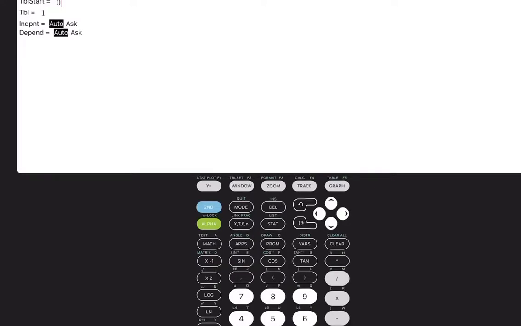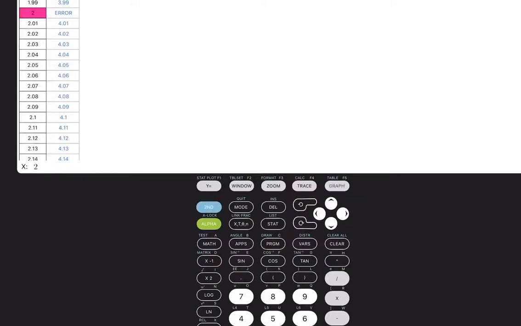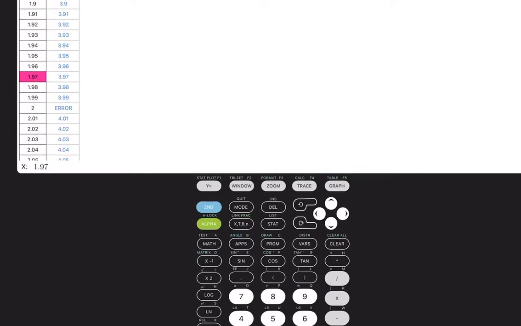If you want to have the calculator fill a bunch of values, you could start the table at 2, and then make the change in table maybe 0.01, and have it automatically fill the independent and dependent variable. So that's one option. You can look at the table, arrow up and down, and visually see that as you get closer and closer to 2 from both the left and the right, the y values are getting closer and closer to 4. So that's a quick way.